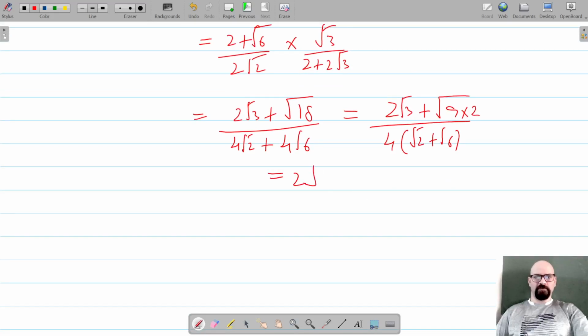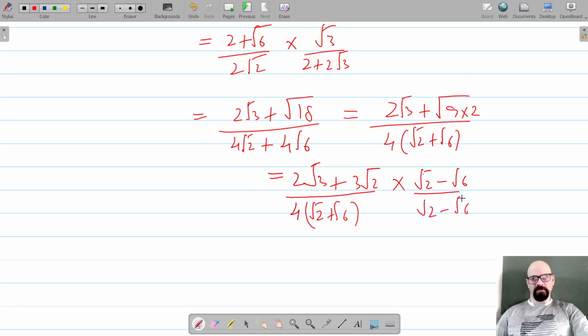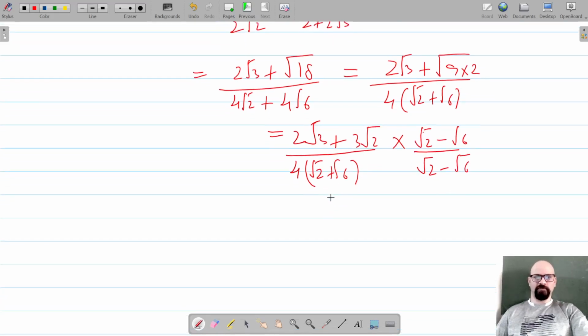And this is now 2 root 3 plus 9. Root of 9 is 3, so this is 3 root 2 by 4 is common. So this is root 2 plus root 6. We can further rationalize it if you want to solve. So let's rationalize it by using the denominator, by using the conjugate of root 2 plus root 6.